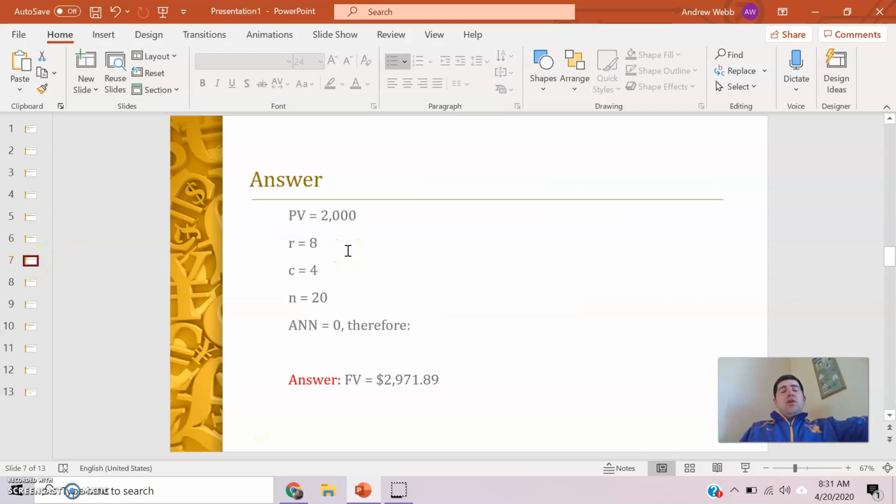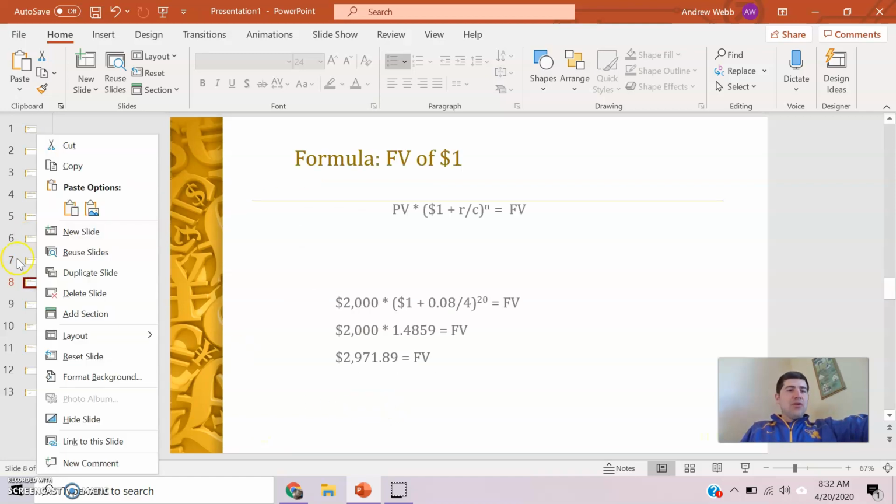So $2,000 is the present value. Our interest rate is 8%. It's compounded quarterly, so 4, and it's for 5 years. So 4 compoundings a year times 5 years is 20 compoundings. The annuity is 0, so we're not putting any extra money into it. And so the future value of that is $2,971.81. Well, how do you get to that?